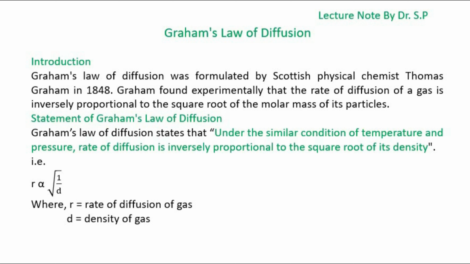Statement of Graham's law of diffusion. Graham's law of diffusion states that under the similar condition of temperature and pressure, rate of diffusion is inversely proportional to the square root of its density. That is, rate of diffusion of gas R is inversely proportional to the square root of its density d, where R is rate of diffusion of gas and d is the density of gas.